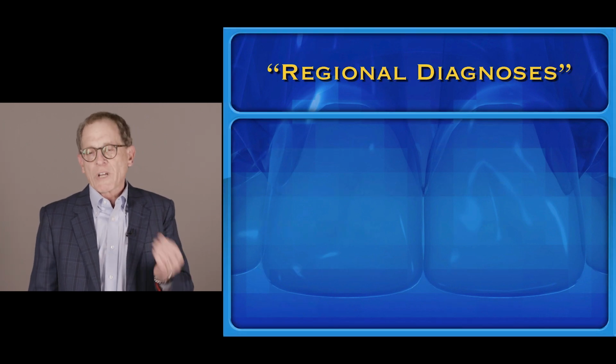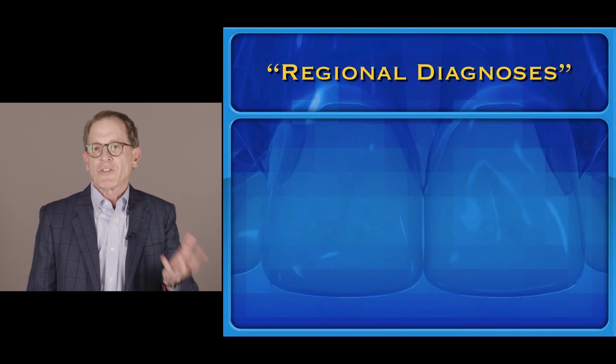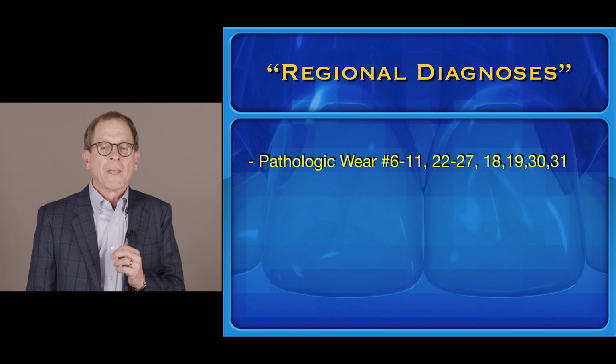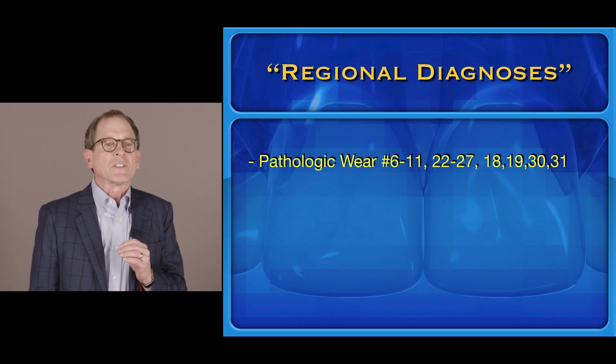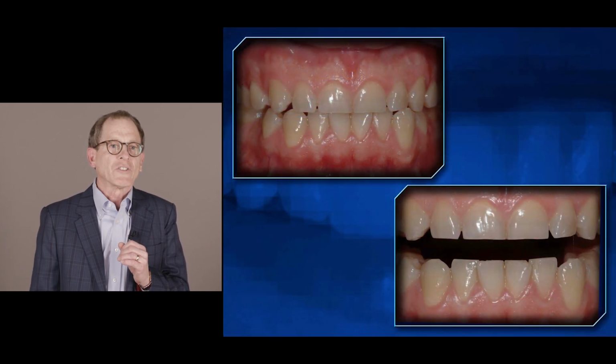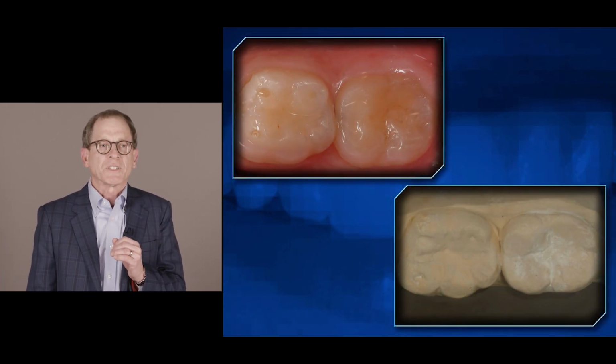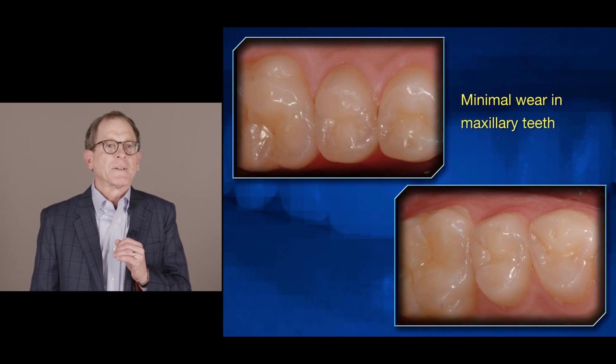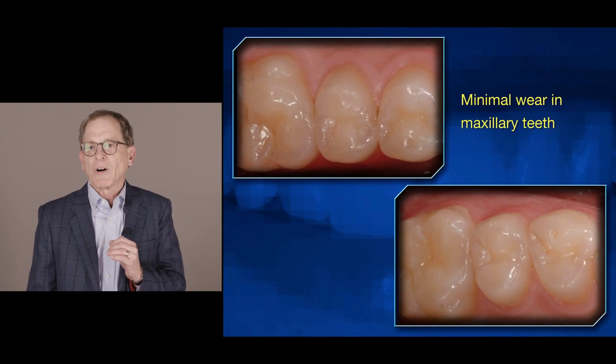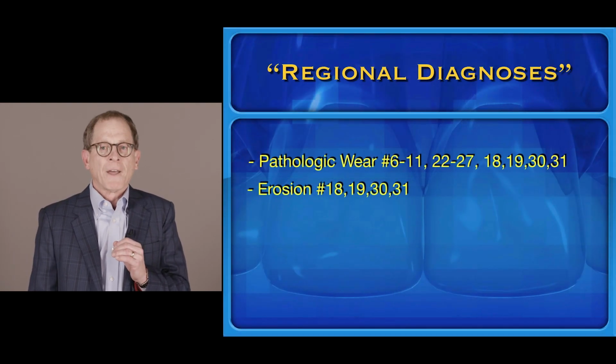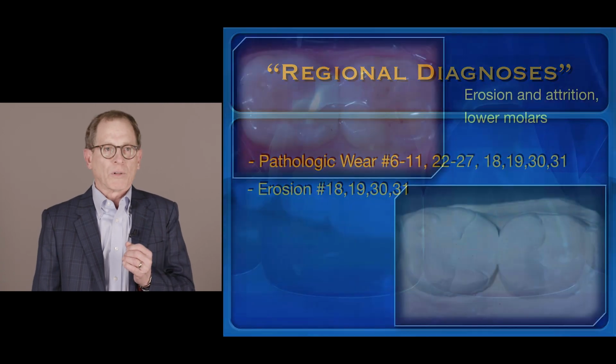We now move on to the regional diagnoses, that's traditional data that we've always collected. Oscar has pathologic wear on his upper and lower anterior teeth and also his lower molars. We can see it there and in the posterior teeth. He has minimal wear, interestingly enough, on the maxillary posterior teeth. Oscar has erosion on the lower molars.